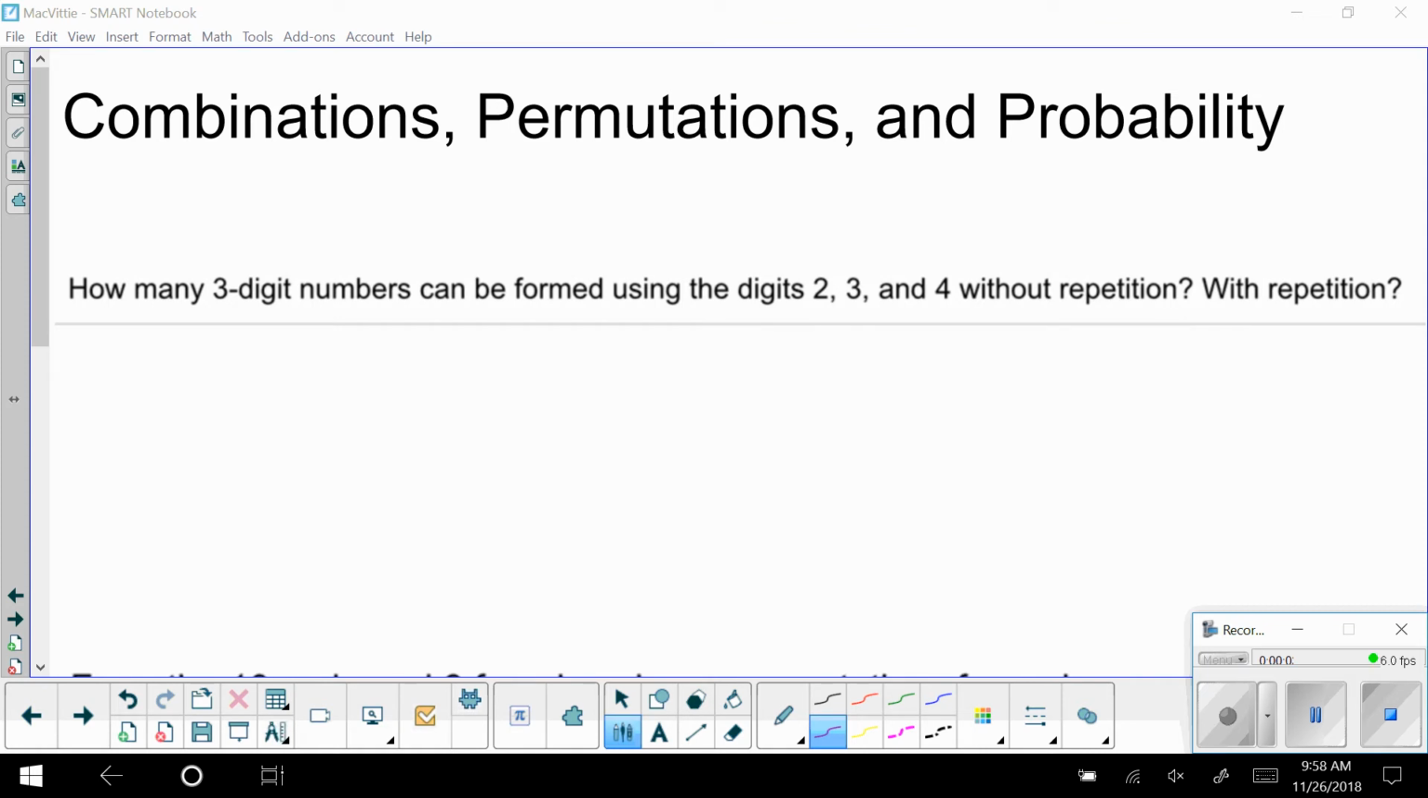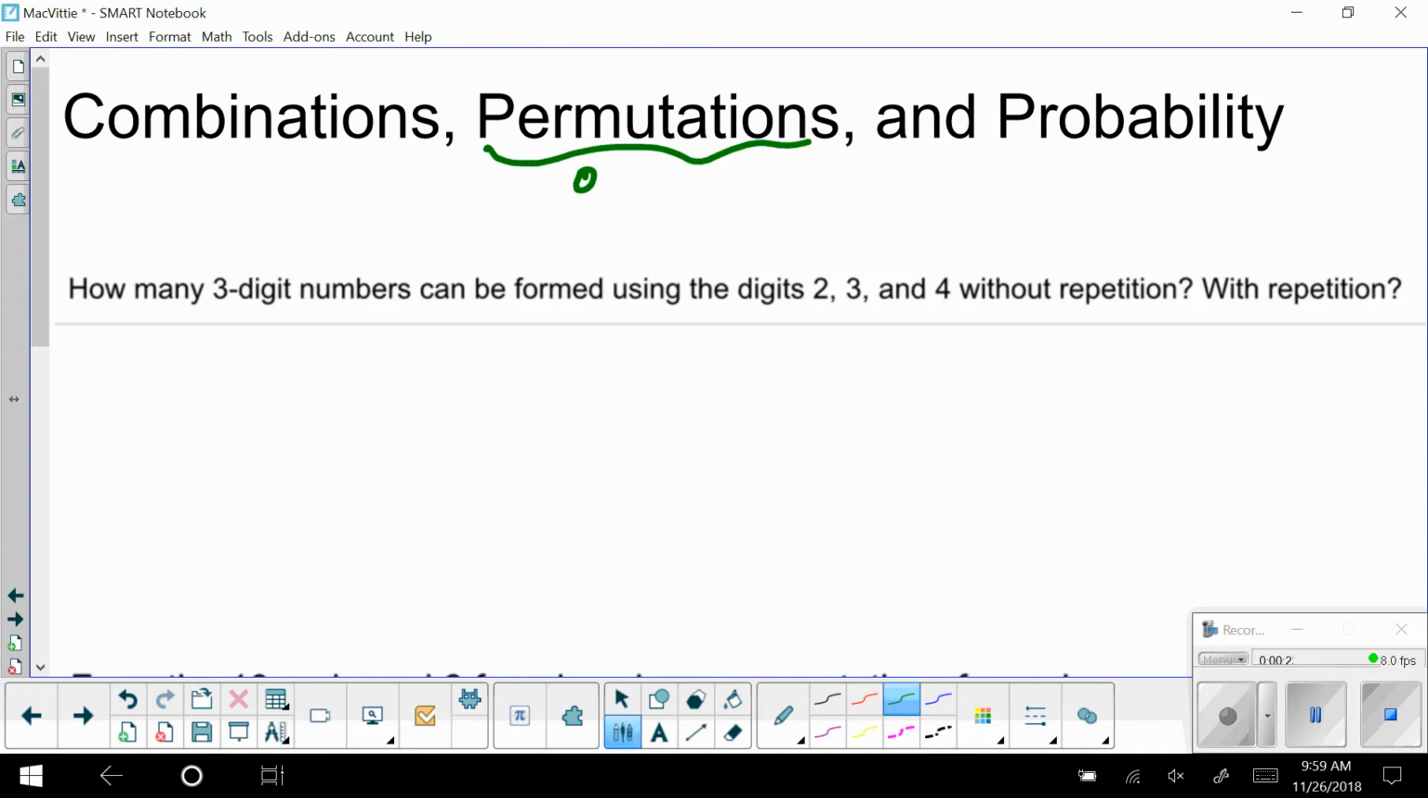So the next group of problems looks like it dealt with topics in combinations, permutations, and probability. Probability we'll get to here at the end. I'm going to discuss permutations and combinations first, because there tends to be a lot of confusion over this.